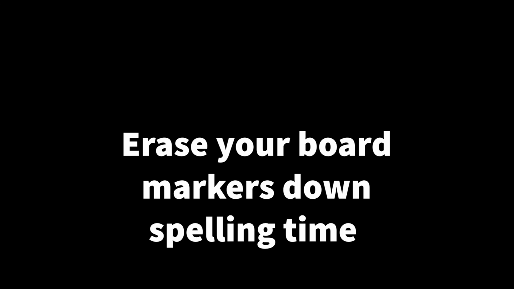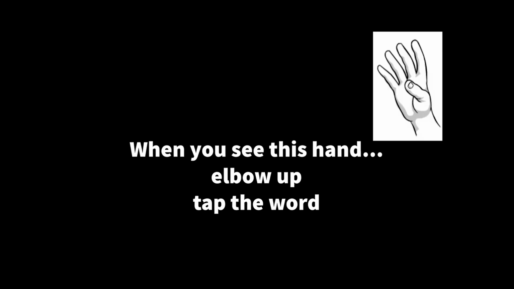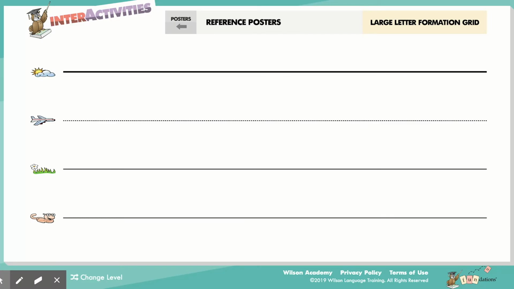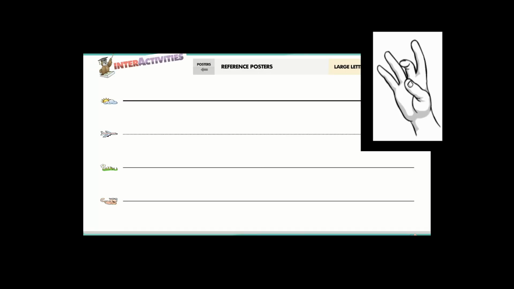So now let's get ready for spelling. Erase your board, markers are down, it's spelling time. I will say a word, please listen, and when you see baby echo, you will repeat the word. When you see this hand, elbow is up, and you tap the word. Let's begin. Mat. Mat.